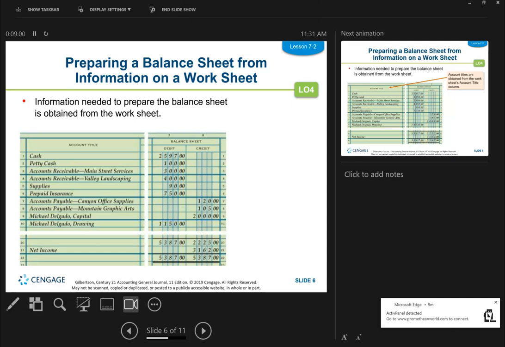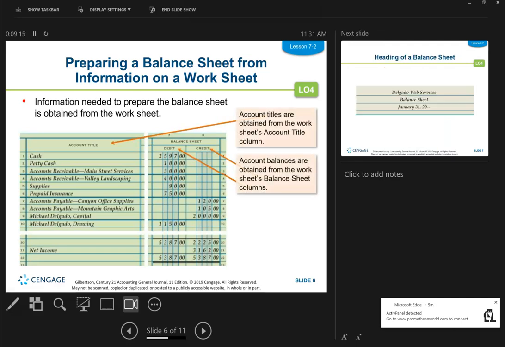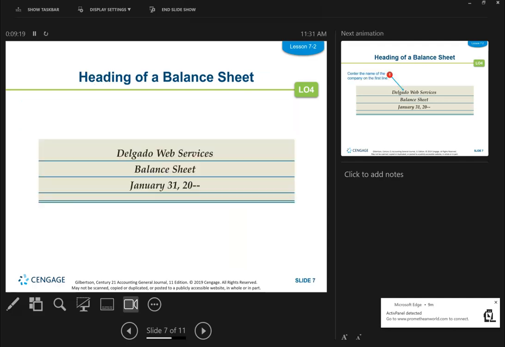So, what are we going to need here? What are the numbers that we need? We need the capital, the drawing, and the net income. Yep. So again, we get our account titles, we pull the balances from the worksheet balance sheet columns.